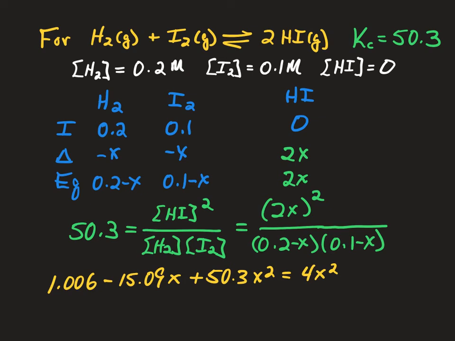And then when we gather our terms, we get 46.3 x squared minus 15.09x plus 1.006 equals 0. That is our quadratic that we will work through to find our solutions.